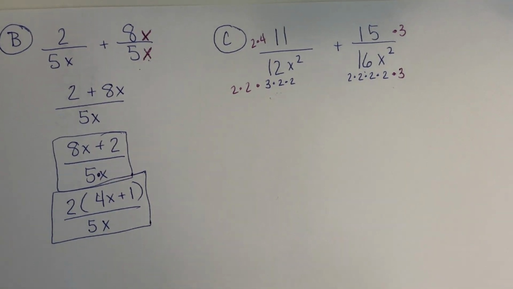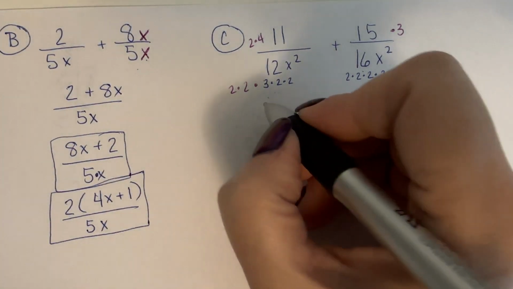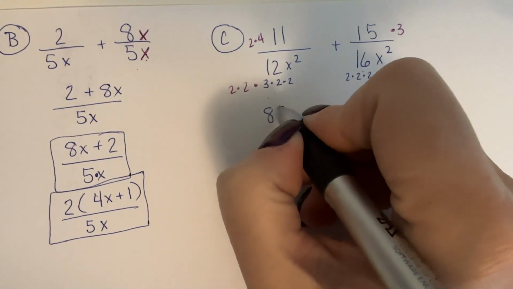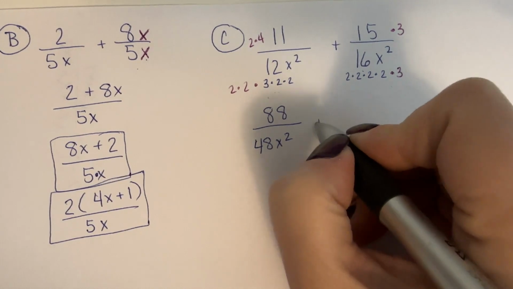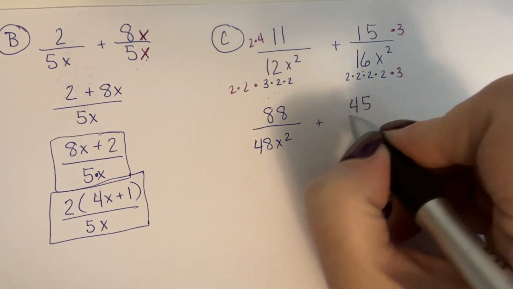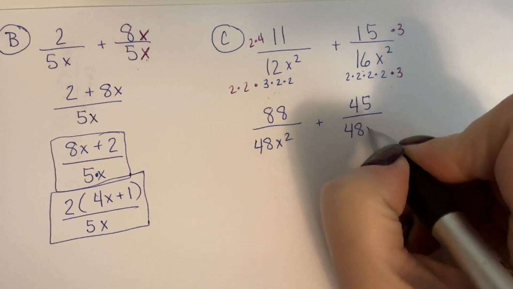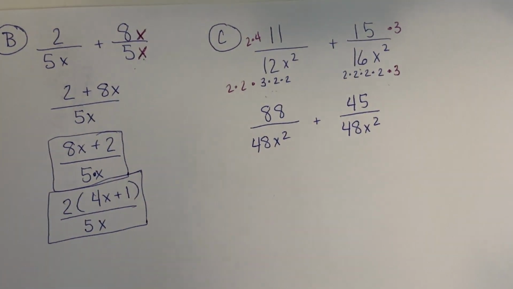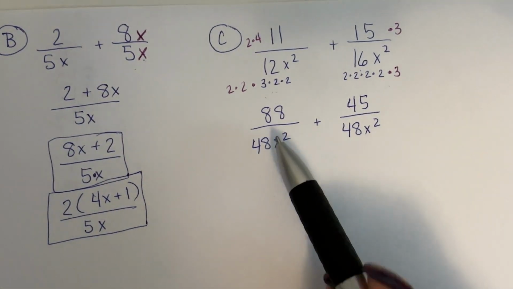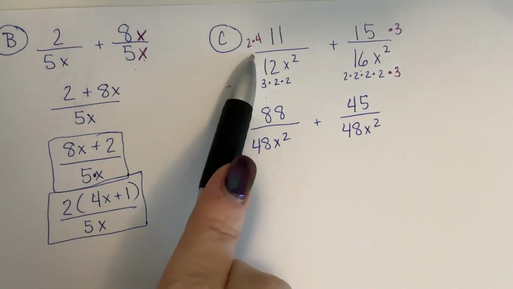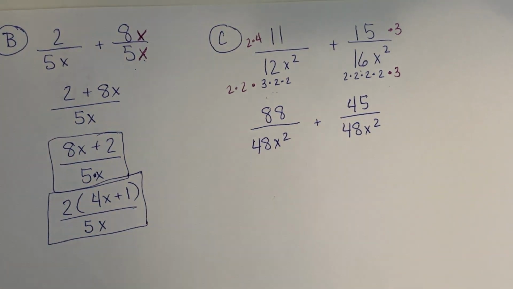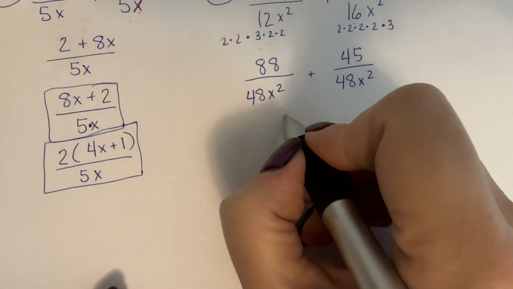Now, normally, I don't write this out in this much detail, but I wanted you to see it. So I've got 88 over 48x squared plus 45 over 48x squared. Now, don't reduce your fraction here. At this point, you want to combine like terms. So I have seen more than a number of kids sit there and go, oh, I can divide the top and the bottom by 8. Well, guess what? If you do that, you go back where you started. You got to redo what you just did. So instead, we're going to put them together.